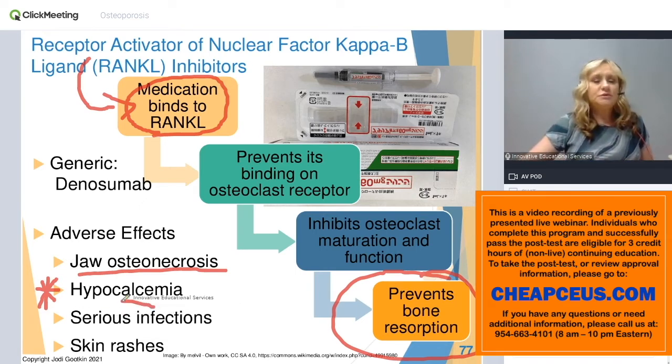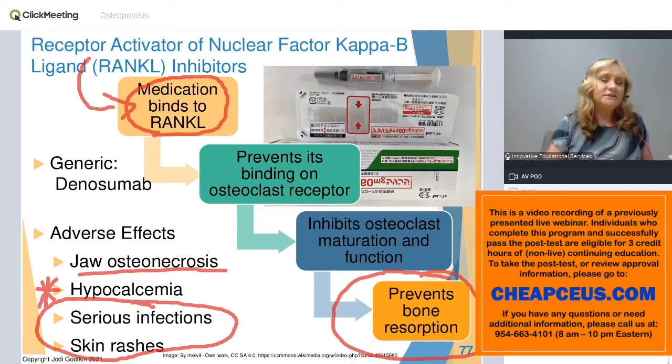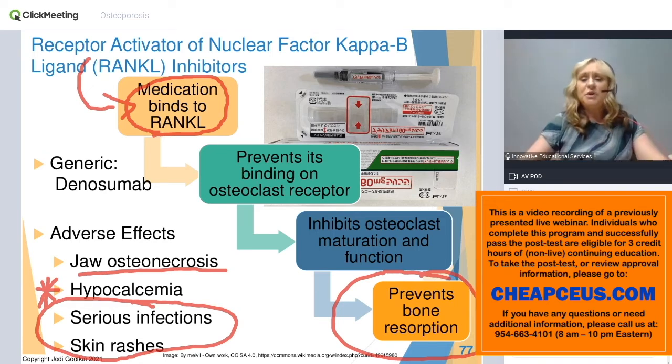Also, the individuals tend to be at a greater risk of infections and skin rashes, particularly if they're on other immunosuppressive agents for their other diagnoses. They might have a urinary tract infection, so they have burning with urination. Monitor them for cellulitis. Just be aware of these potential adverse effects.